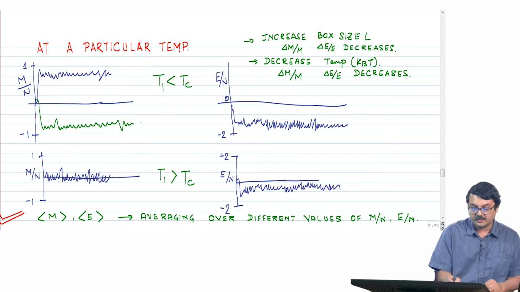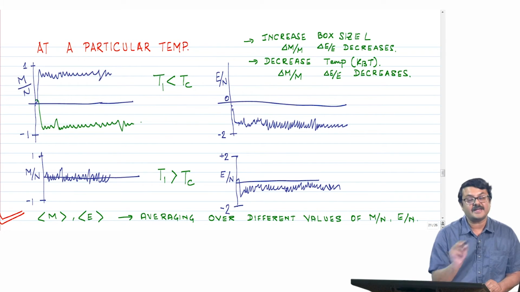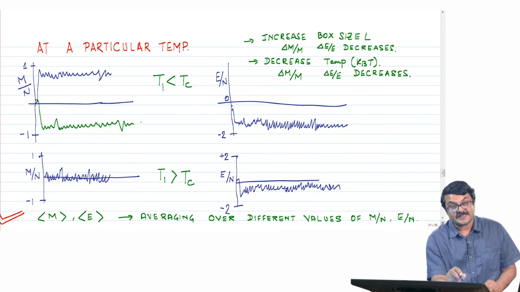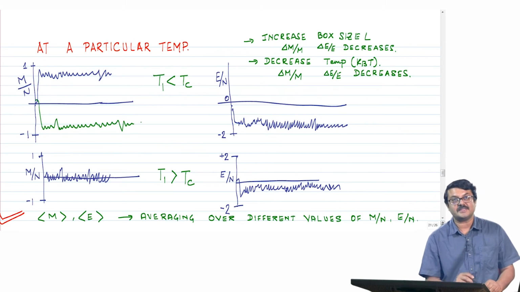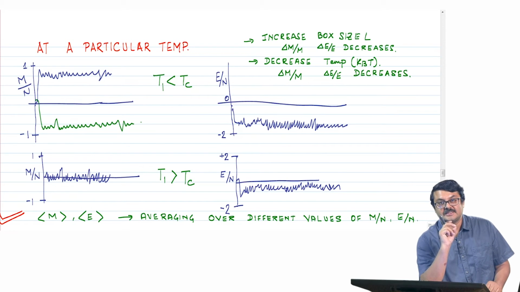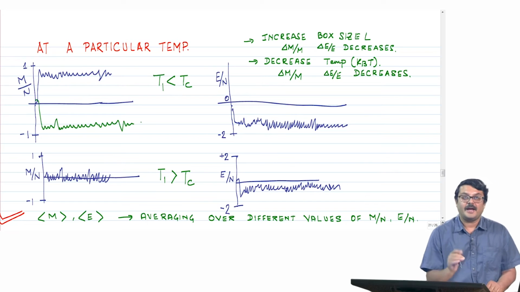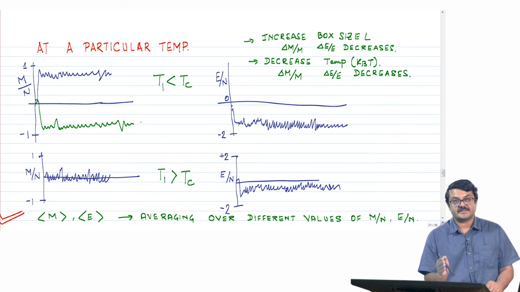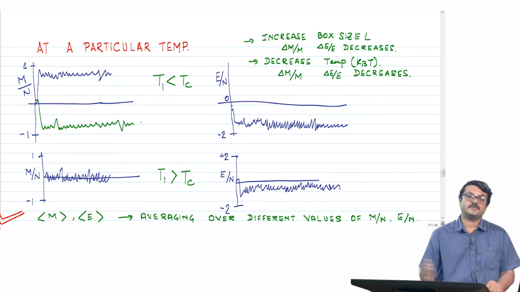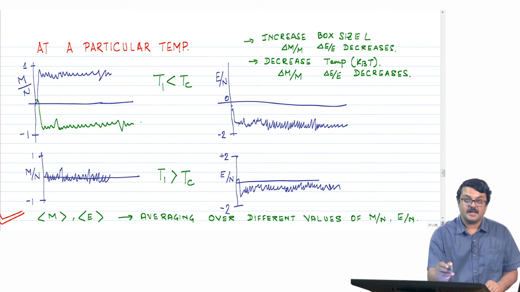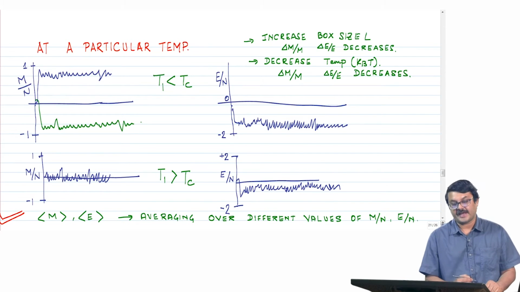So, basically M and E. The average magnetization or the average energy can be calculated by taking the values of the instantaneous magnetization at each of these microstates and averaging them over. So, basically you have the instantaneous value of M after one Monte Carlo step, after the second Monte Carlo step, after the third Monte Carlo step, and just average them over a large number of Monte Carlo steps, and then you have the average magnetization and energy, M and E.